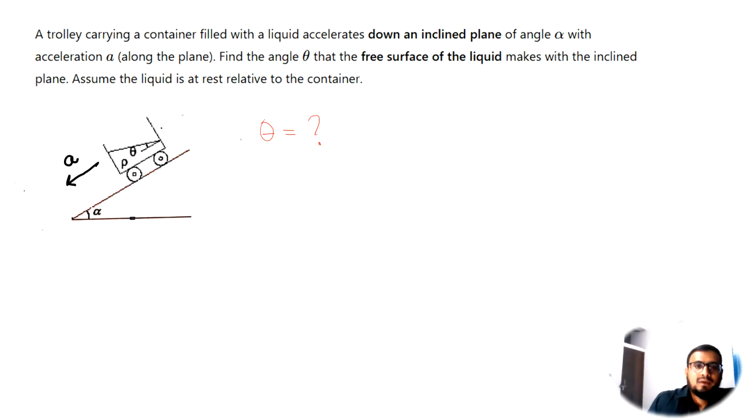If you finish trying, you will get the answer as tan inverse of (G sine alpha minus A) upon G cos alpha.